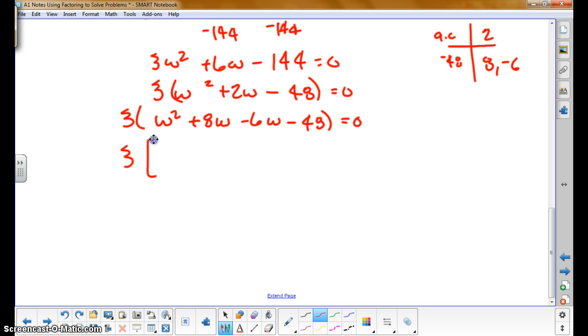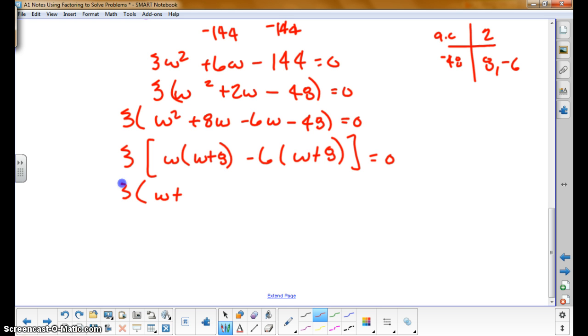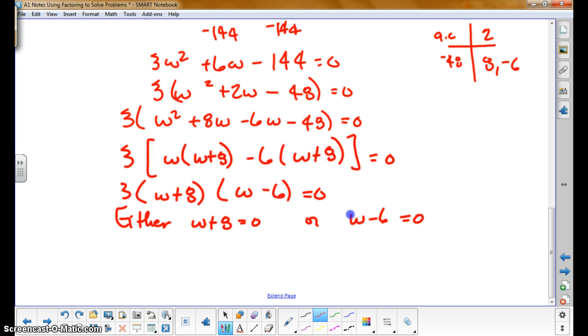Okay, our 3 is along for the ride. (w plus 8)(w minus 6). And when we pull the w plus 8 off, we're left with a w minus 6. So either w plus 8 is equal to 0 or w minus 6 is equal to 0. In this case, w would be negative 8. In this case, w would be a positive 6.